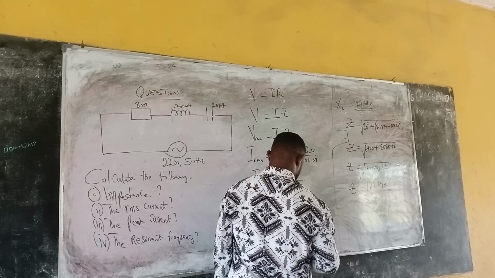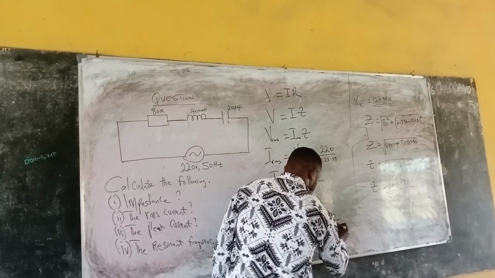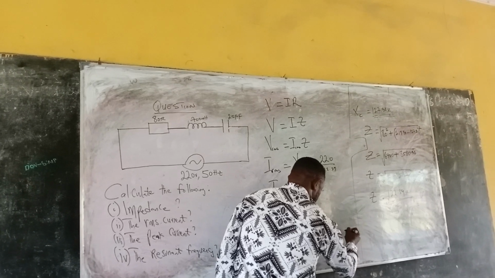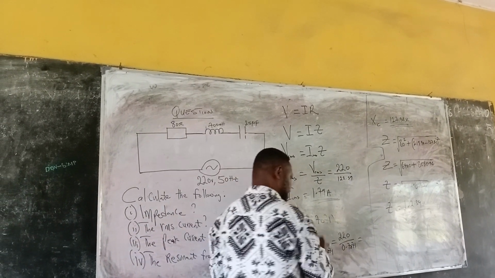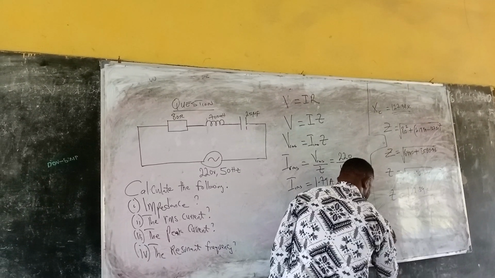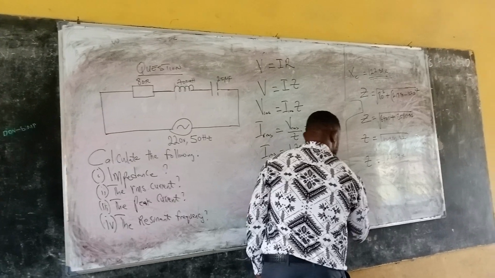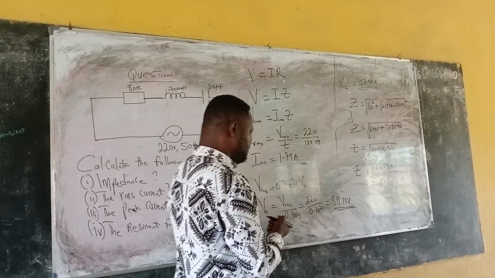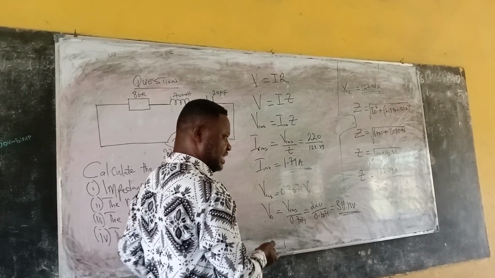220 divided by 0.7071. What's the peak voltage? Quickly. Yes, it has to be more than 220. So that will be 311.13 volts. Immediately you have gotten your V naught, then finding I naught becomes easier.